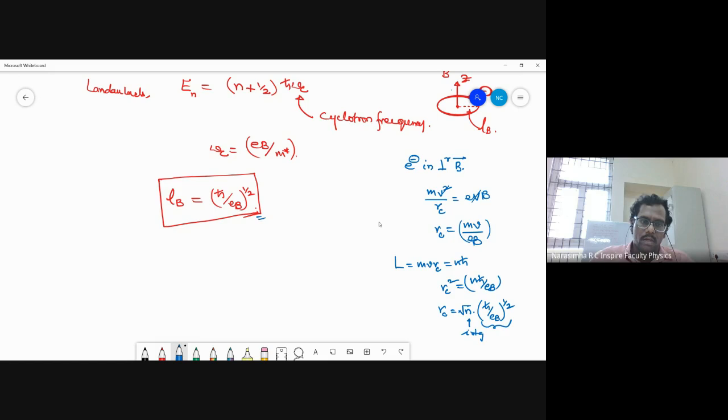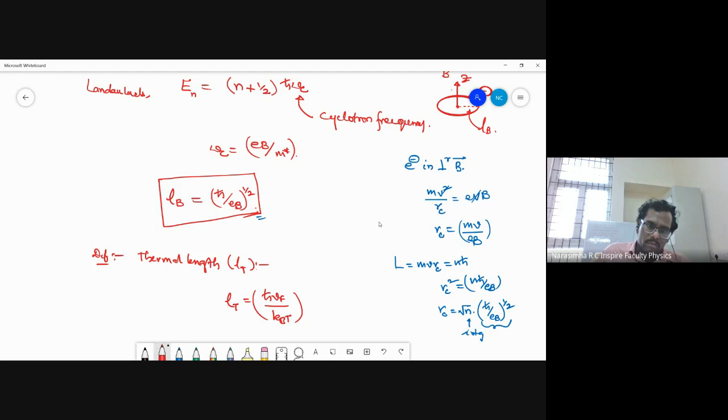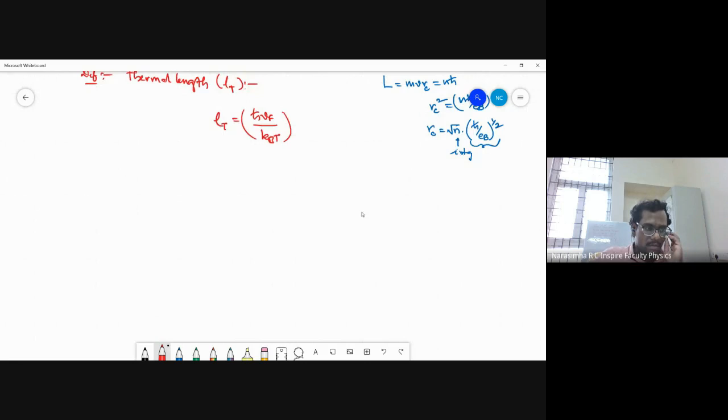Now the last one will be the thermal length. I think you can directly calculate L_T is equal to ħv_F over k_BT, where k_BT is the thermal energy of an electron, and of course v_F is the Fermi velocity. Okay. So we got some of the definitions of these kinetic length scales of electrons or charge carriers in a semiconductor. Now, what is the use?